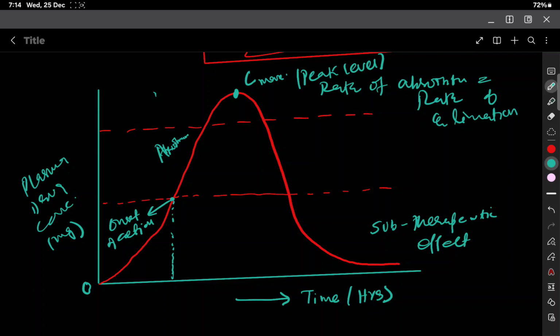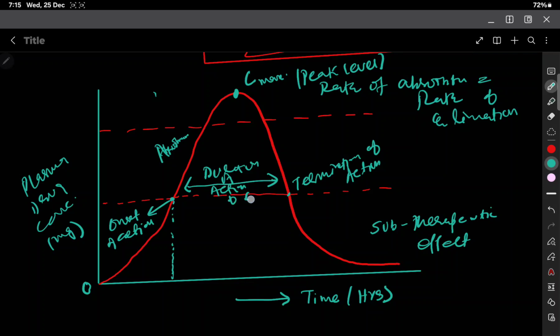Then after some period of time, the drug will start declining in our body. So this point will be reached. This point is where it will be the termination of action. So this was the onset of action, and this is the termination of the action. Between the onset of action and the termination of action, this is the duration of action of the drug.